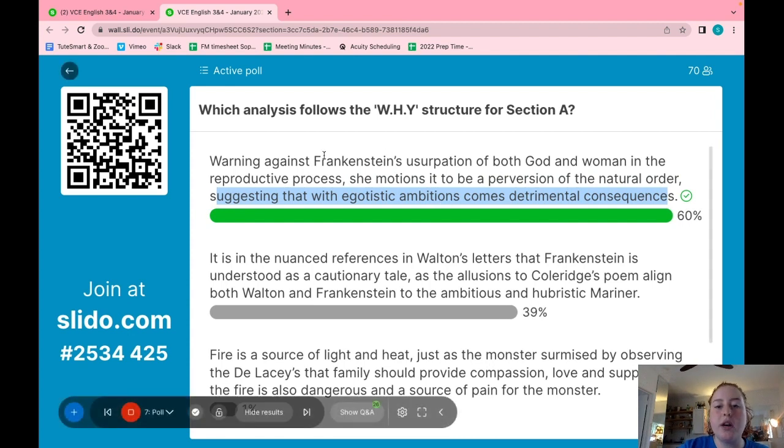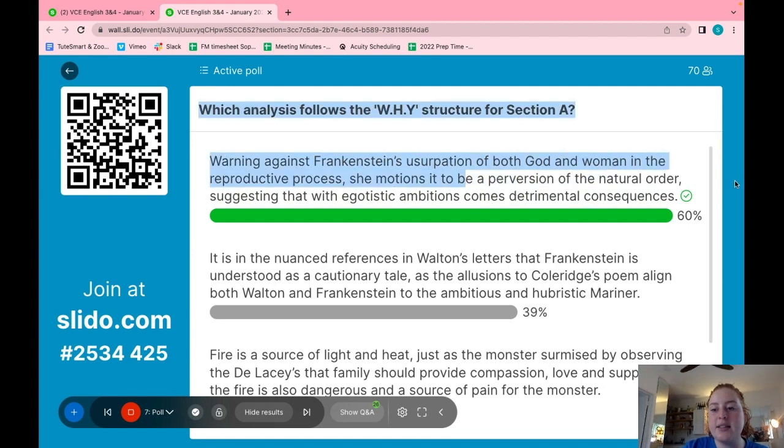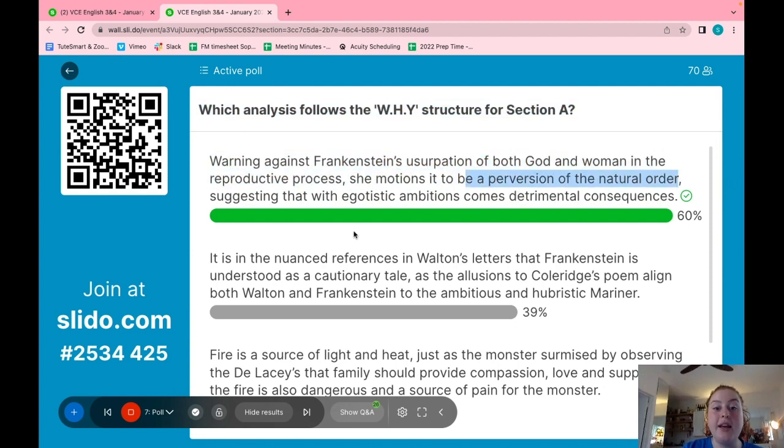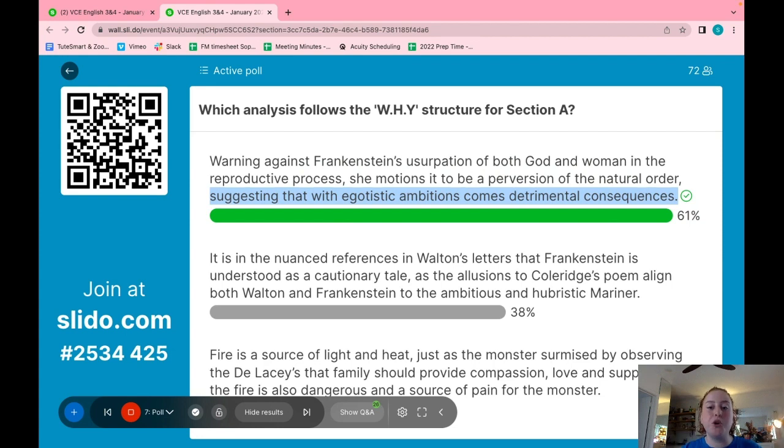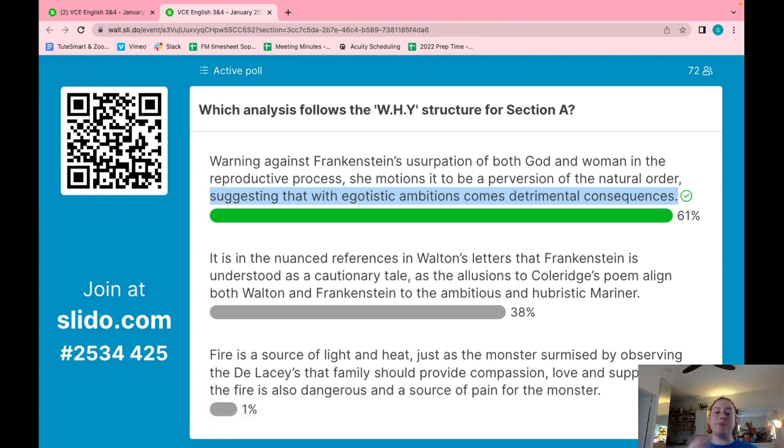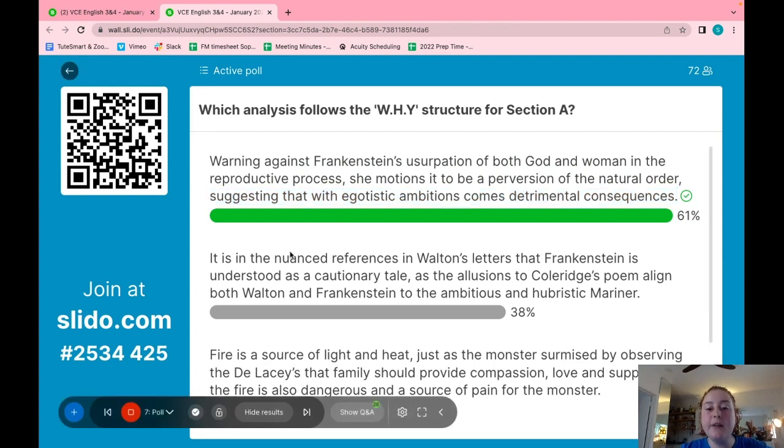So what is the author doing? Why are they doing it? And how does it position the audience, or how does it connect to views and values? The ultimate opinion. Here, it is in the nuanced references in Walton's letters. That's a description. As the allusions to Coleridge's poem align both Walton and Frankenstein to the mariner.